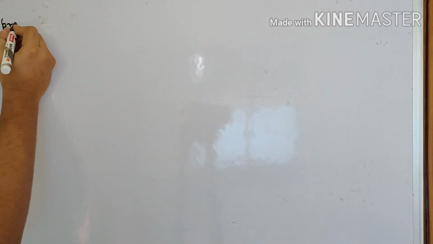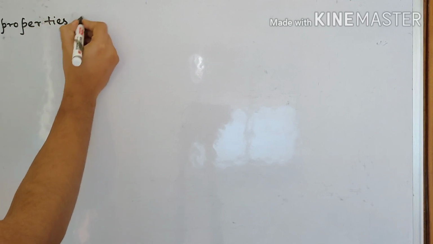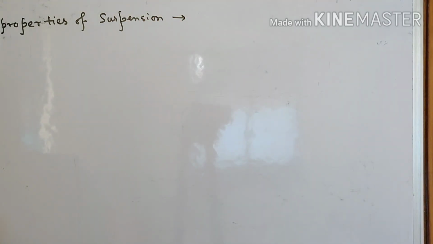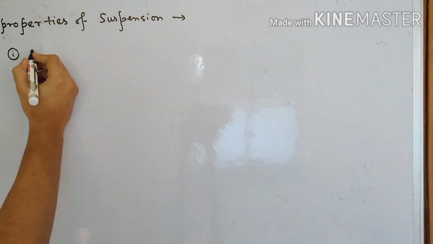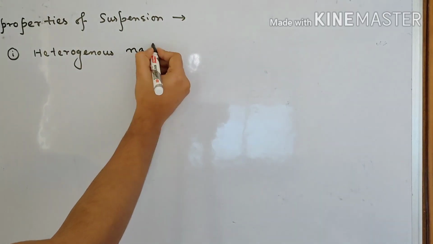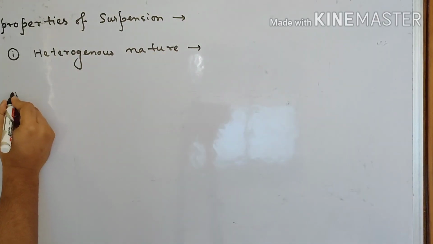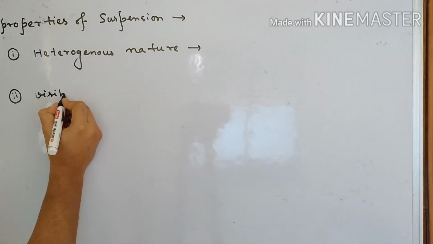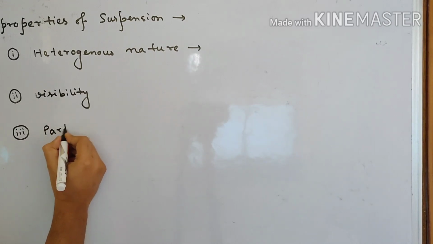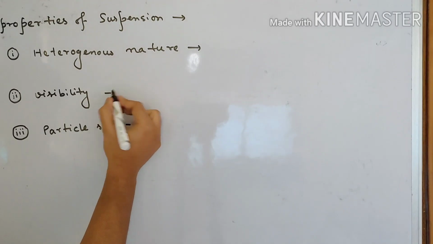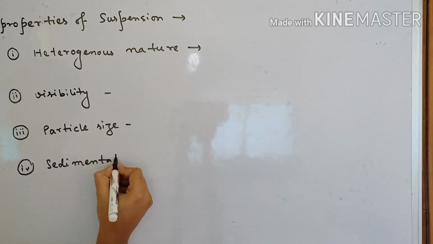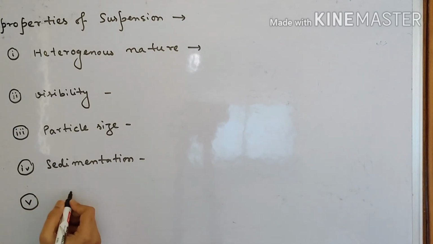So this is about the properties of suspension. Let us discuss them one by one. The properties first I am writing, then accordingly I will talk about them. First one is heterogeneous nature. Next one is visibility. Third one is particle size. Fourth one is sedimentation. All of you write it down. And the fifth one is separation by filtration.